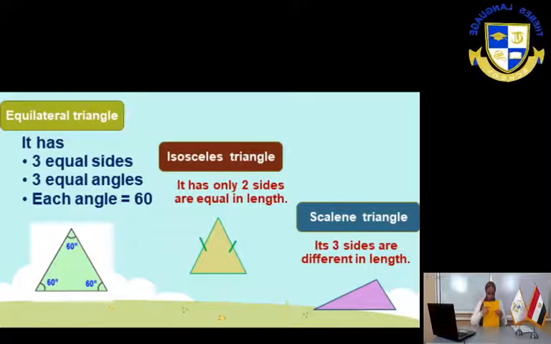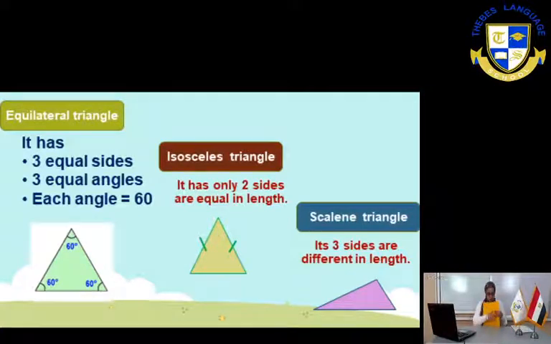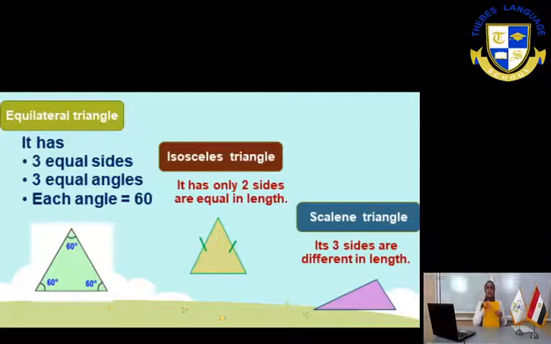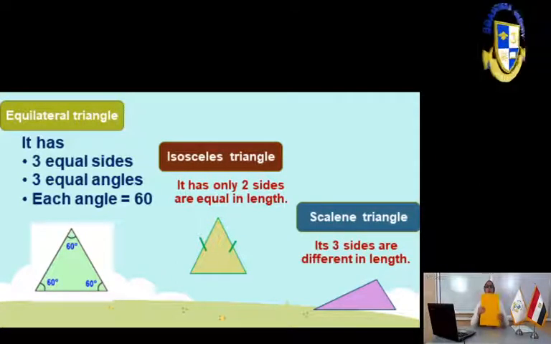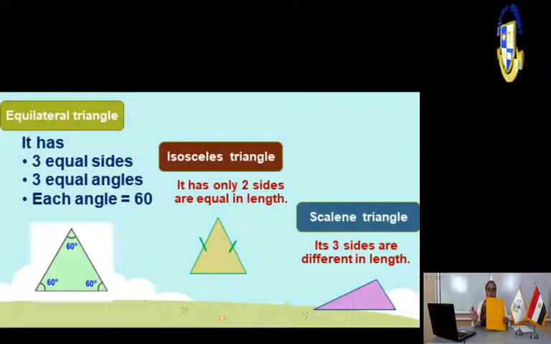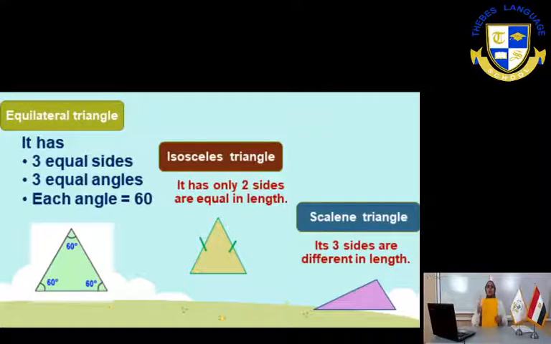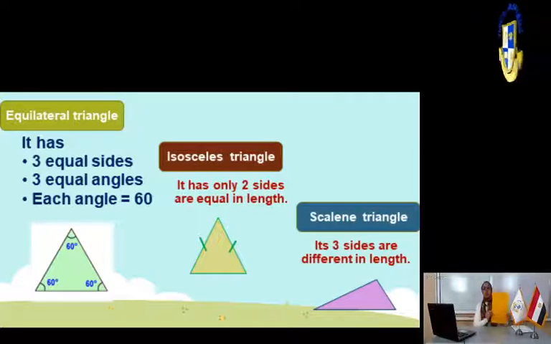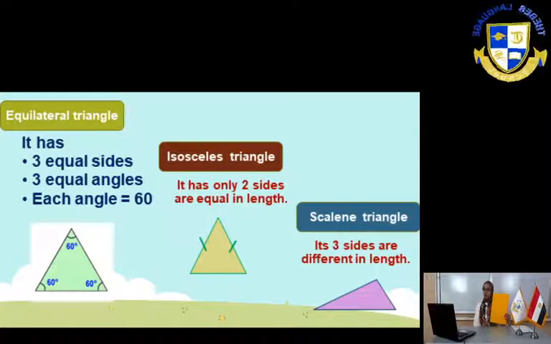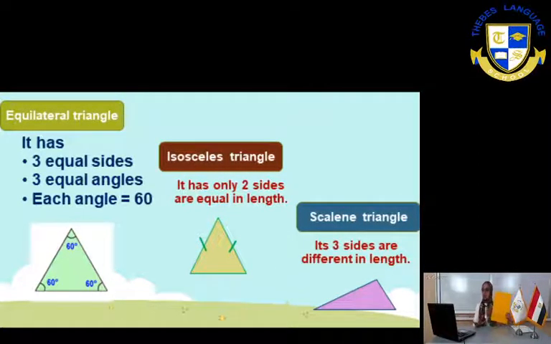Okay? So, we said that in the equilateral triangle, all sides are equal and all angles also are equal. So, if these 3 angles, their sum must be 180. What is the measure of each angle? Excellent. 180 divided by 3, because they are 3 angles. So, each angle will be 60 degrees. So, the equilateral triangle, all its sides are equal in length, all its angles are equal in measure, each angle equals 60 degrees.